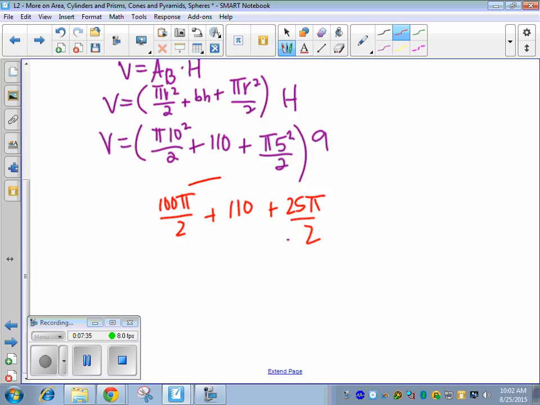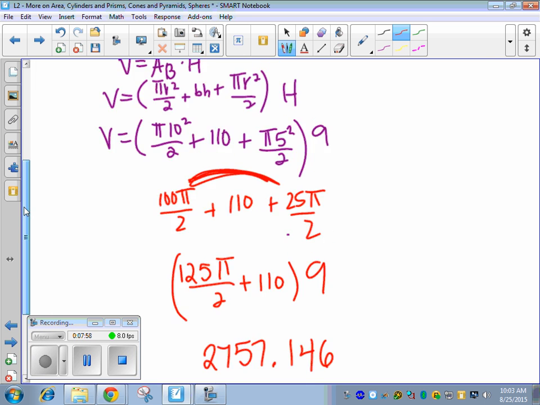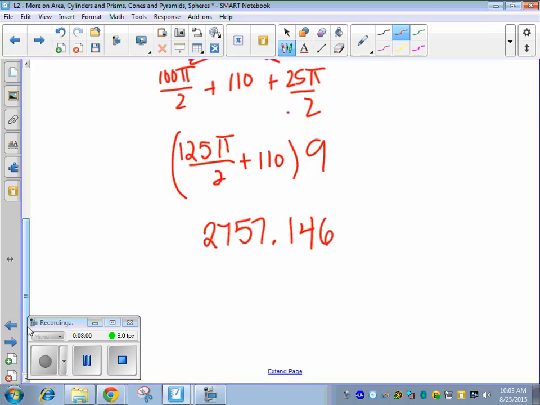So I'm going to go ahead and add these together. We have like terms, and they're both divisible by 2, so that's actually 125 pi over 2 plus 110, and then times 9. And let's figure out what that is on the calculator. And we get 2,757.146. All right, we were finding volume, so this would be centimeters cubed.